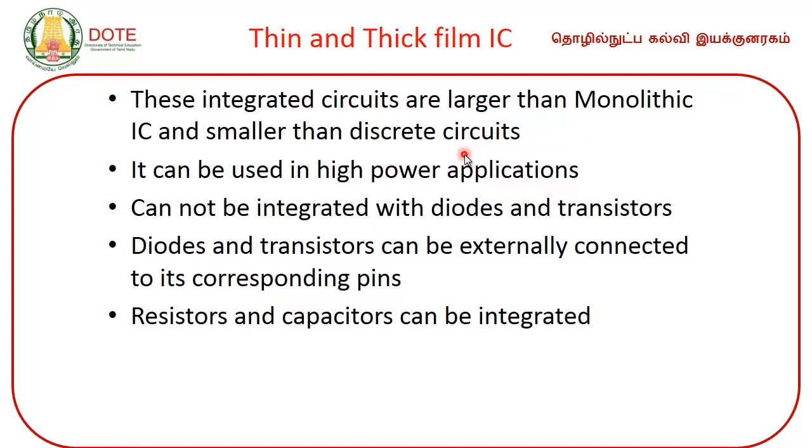Why do we go for integrated circuits? Because of miniaturization, small in size compared to the discrete circuit. And when you go for thick and thin film IC, it is not that miniaturized compared to the monolithic technology. So, it is in between, right. One advantage compared to monolithic is that it can be used in high power applications. So, if you want to construct a circuit for a high power application, you can prefer thin and thick film IC technology.